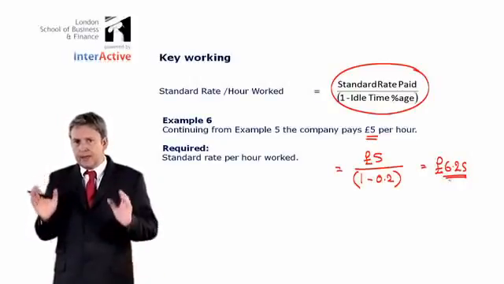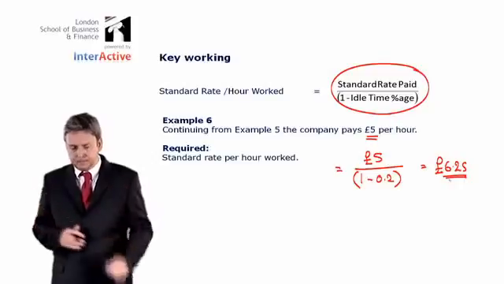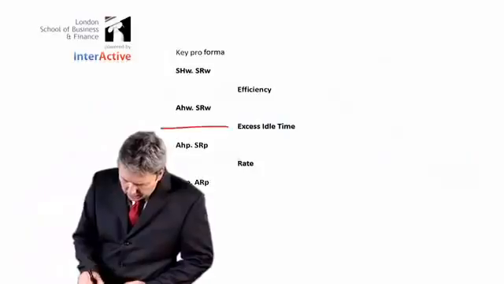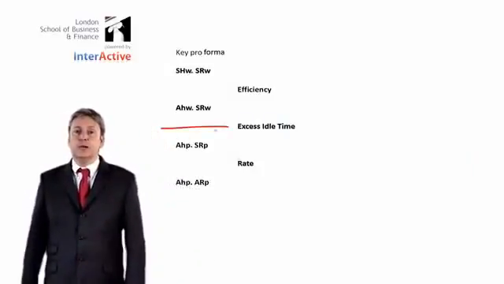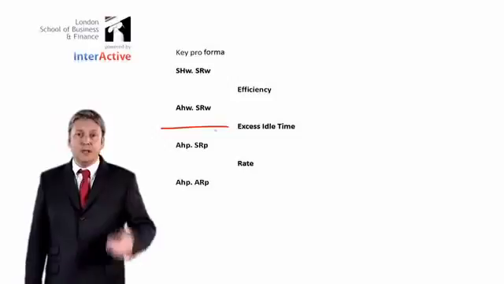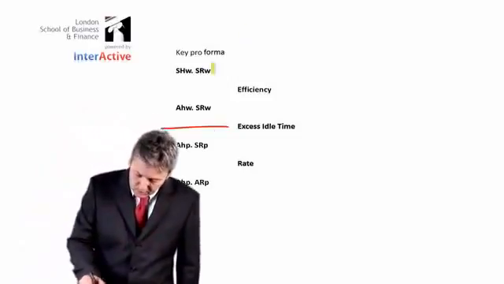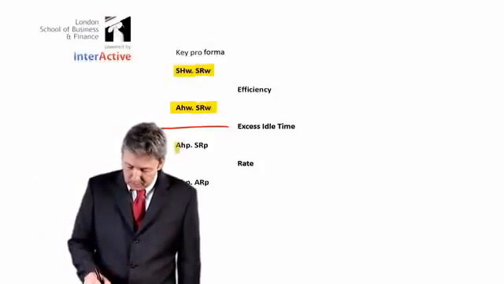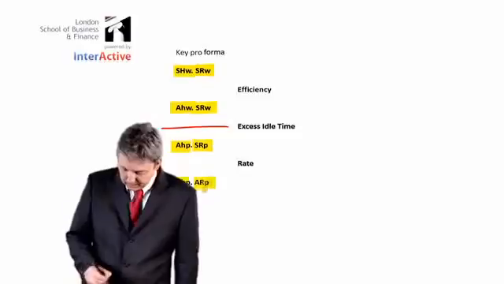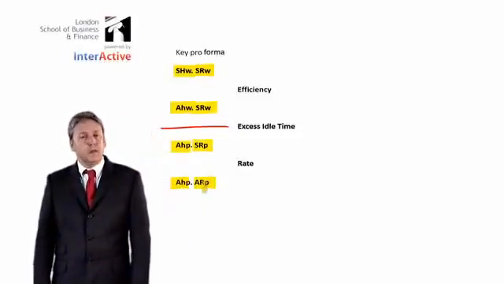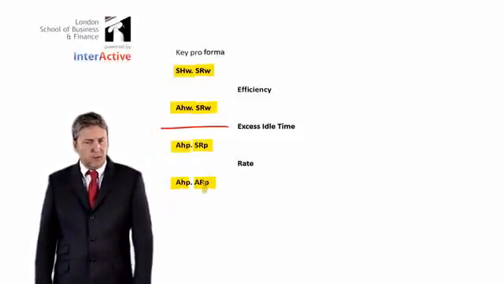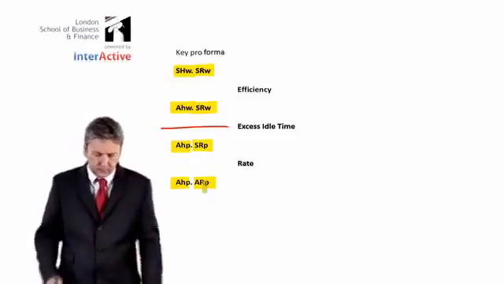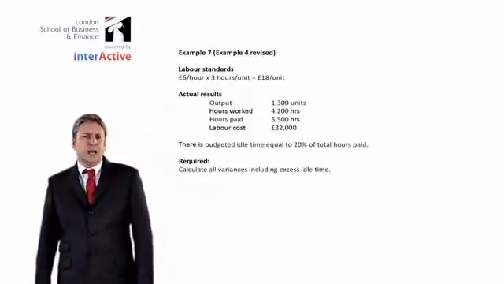Now let's go back and think through our pro forma. What I do is this. I simply take the pro forma that we had before and say everything above the line is going to be worked, and everything below the line is going to be paid. Very straightforward indeed. Remember, I don't want you to think, I just want you to be able to do these variances. So let's go back to the example we had before.